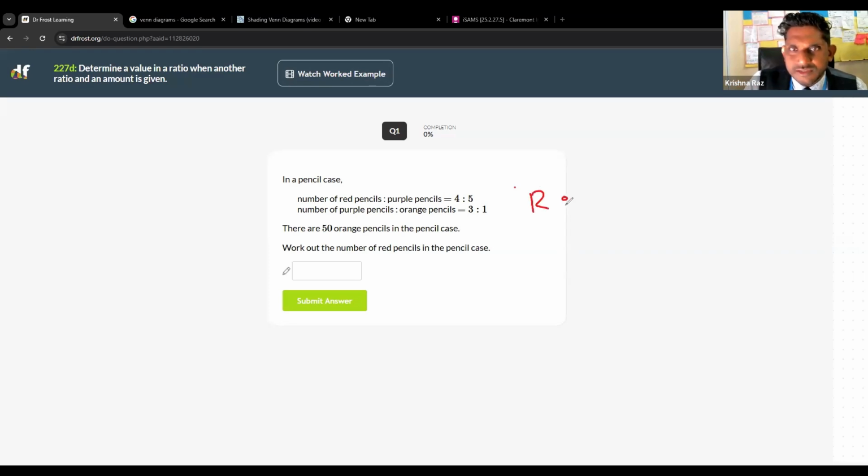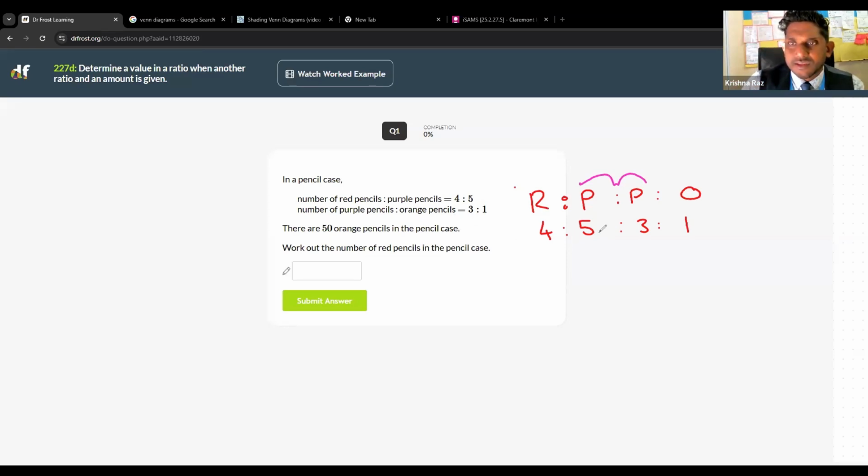So we have red to purple, and we have purple to orange. So we have the same variable given twice. So what we want to do is multiply, so these numbers become the same and we can just write P once.